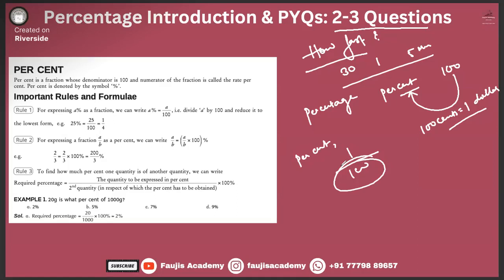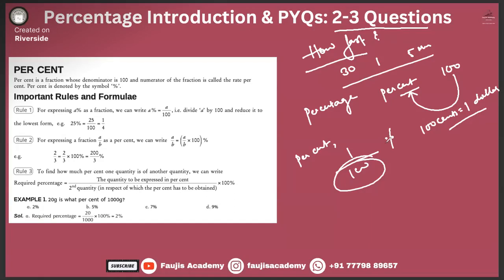So percent is denoted by 1 by 100. Percent is a fraction whose denominator is 100, and the numerator is called the rate percent. The rate at which something is happening. Out of 100 occurrences, how many occurrences it is happening, that is called your percentage. It is denoted by a symbol like this. Okay, a few of the important rules and formulas of which I'm not a very big fan, but they are there in your book. So let's just try and understand.